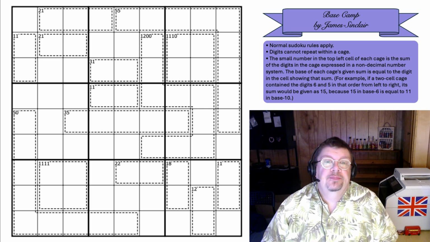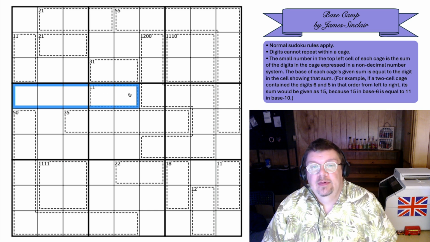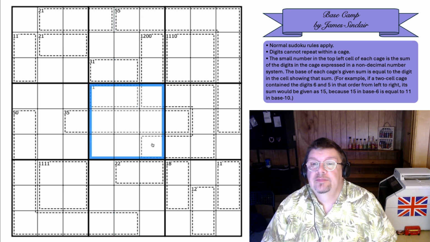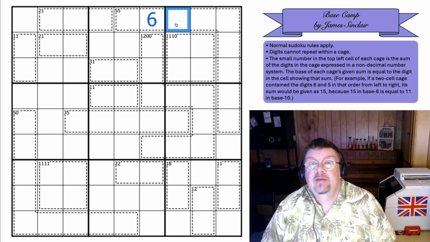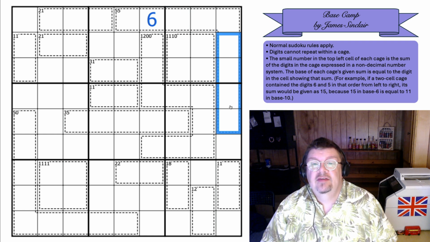Let's have a look at the rules. Alright, normal Sudoku rules apply. So we're going to place the digits 1 to 9 once each in every row, every column, and every 3x3 box. Digits cannot repeat within a cage. Okay, so if we determined that this was a 6, then we could not place a 6 in any of these cells, even though they don't see the 6 by Sudoku. Okay.